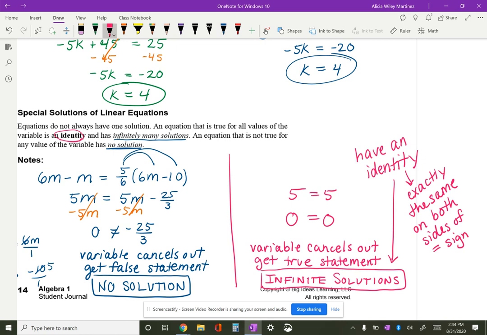Okay, it just depends on where you want to stop with the problem. So I hope that these last few examples have helped you to finish up your homework tonight, and good luck with your practice.